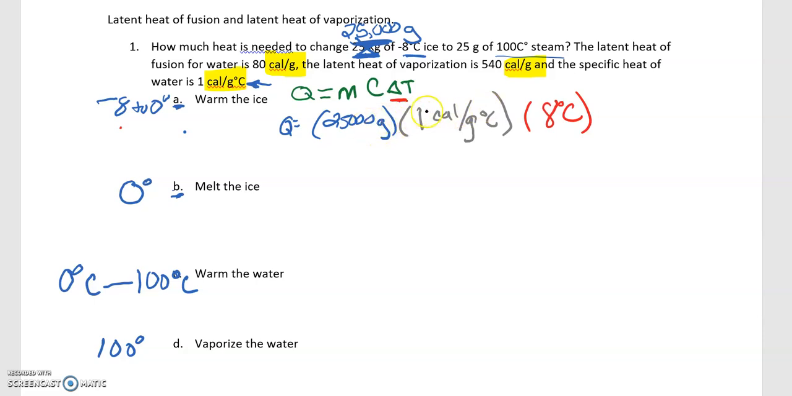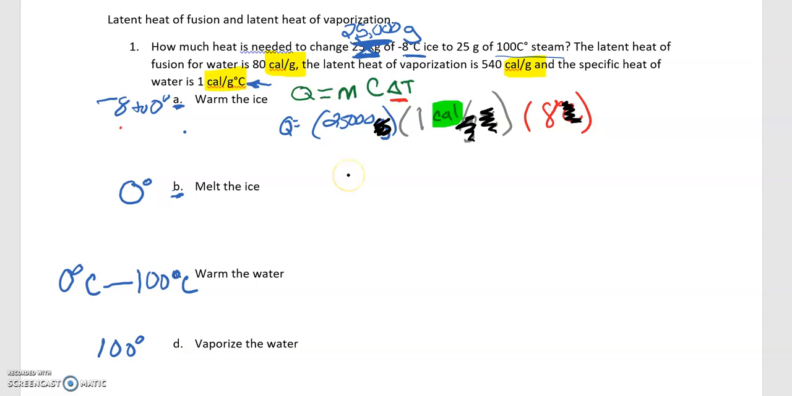Now, if you notice, when I multiply this out, I have a grams label in the numerator and a grams label in the denominator, so those will cancel out. I have a Celsius degree label in the numerator and a Celsius degree label in the denominator. They will cancel out, and the only unit that we're left with is calorie. So when we are doing this particular computation, our heat is going to be measured in calories for this one. So you always want to make sure that you pay attention to your labels.